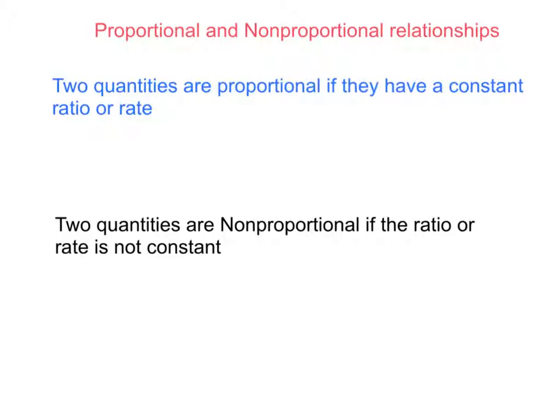Lesson 6-4, Proportional and Non-Proportional Relationships. Two quantities are proportional if they have a constant rate or ratio. Two quantities are non-proportional if the ratio is not constant.